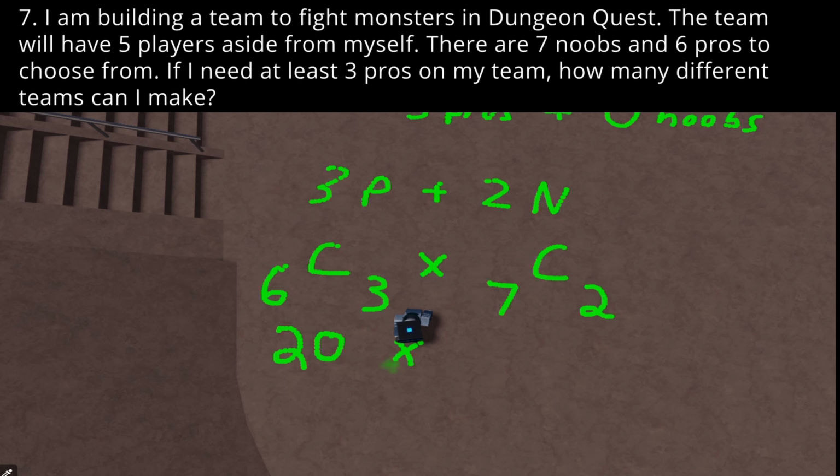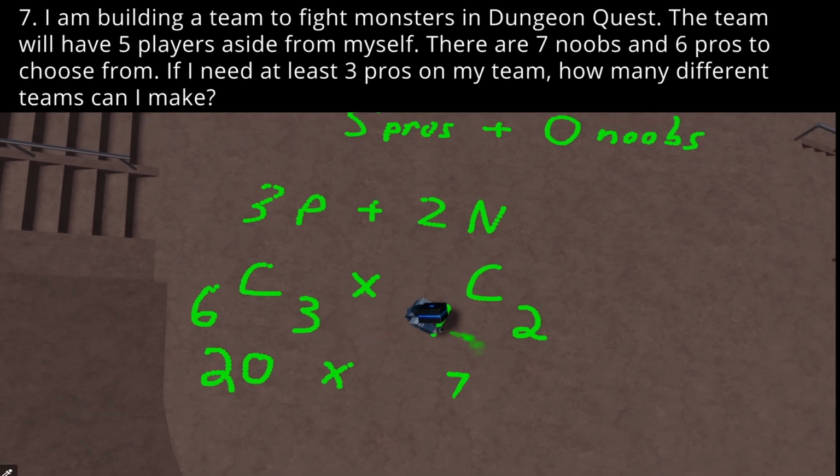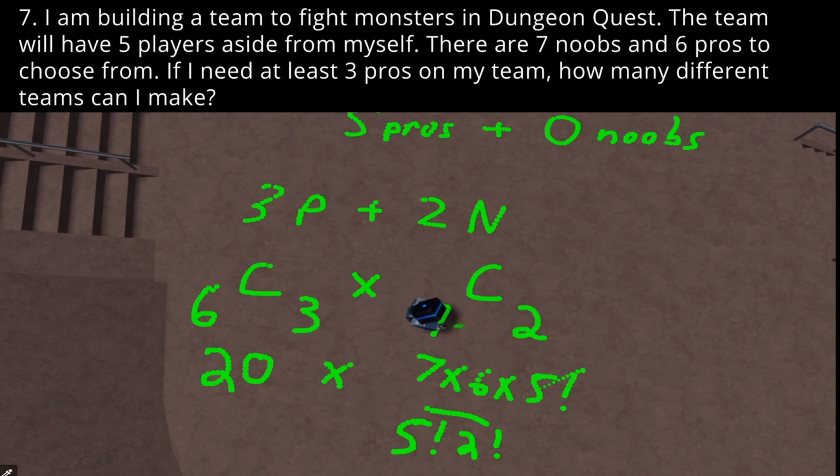And then let's find out what 7C2 is. That will be 7 factorial divided by 7 minus 2, which is 5 factorial, and then times 2 factorial because you need r factorial. 7 factorial is just 7 times 6 times 5 factorial. That cancels, and you're left with 7 times 6 divided by 2. 7 times 6 is 42. 42 divided by 2 is 21. So 20 times 21 is our answer for how many ways we can choose 3 pros and 2 noobs. If you do that, I believe that is 420.